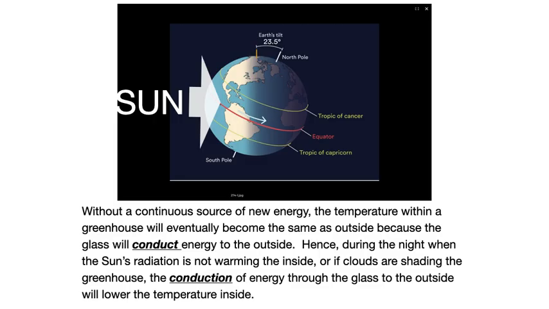That's the greenhouse effect. Without a continuous source of new energy, the temperature within a greenhouse will eventually become the same as the outside because the glass will conduct energy to the outside. And so during the night, when the sun's radiation is not warming the inside, or if clouds are shading the greenhouse, the conduction of energy through the glass to the outside will lower the temperature inside.